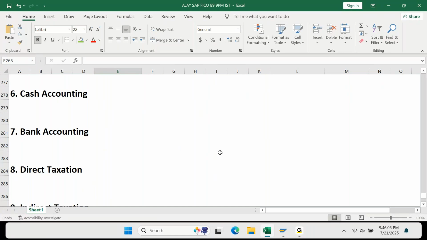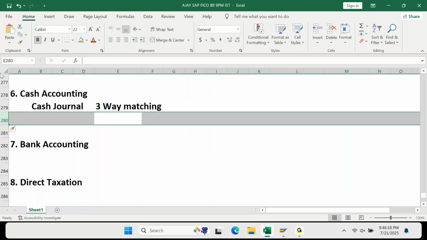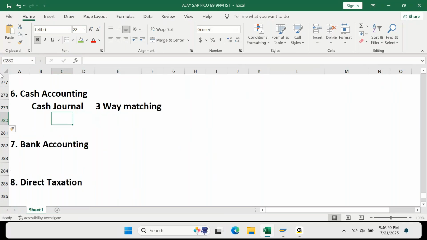Cash journal. You have something called cash journal. So your cash journal will work like three-way matching. When you say three-way matching, you need to match the cash in 3 points. First one is your cash counter. In cash counter, you have physical cash. Am I right? Yes, sir.